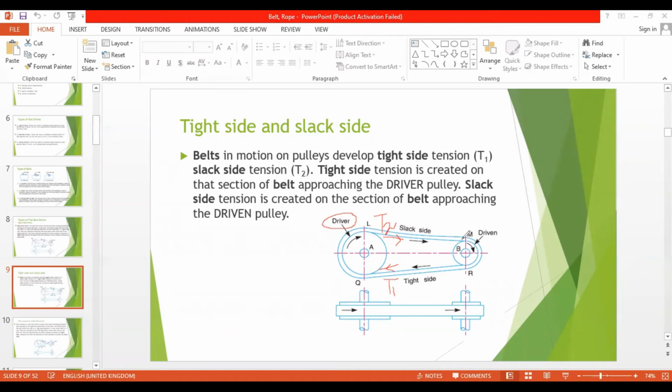So this is how we remember how the tight side and slack side are designated. Normally the tight side would be on the bottom and the slack side on the top. And if you want to go deeper, the tight side would be the part which is approaching the driver, and the slack side is the part which is either leaving from the driver, or approaching the driven.